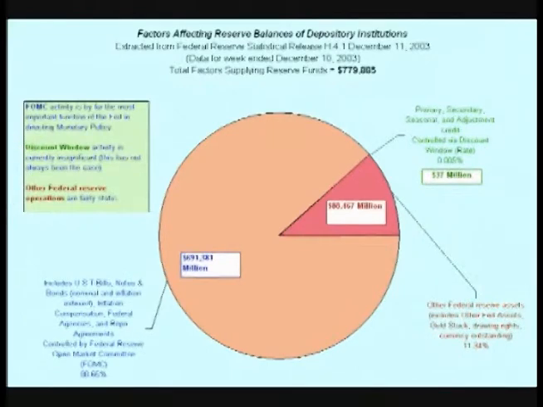The Fed has three main tools they use to control the level of spending in the economy. The first is changing the reserve requirements for banks. The second is changing the discount rate. And the third is open market operations. Let's look at all three.